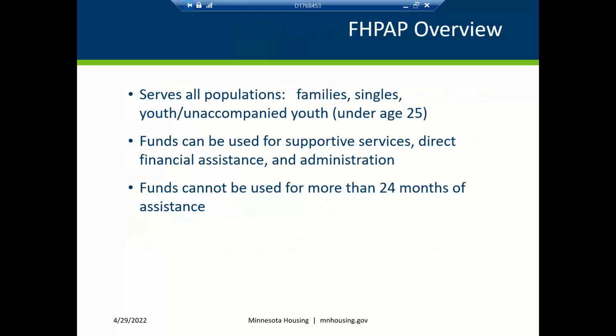The program does serve all populations: families, singles, youth, and unaccompanied youth. Funds are used for, as I mentioned, services and then direct financial assistance. And the direct financial assistance can be things like rent, mortgage assistance, utilities, any housing related expense that will help the household stabilize in housing. And then there's also up to 10% that can be used for administrative costs.